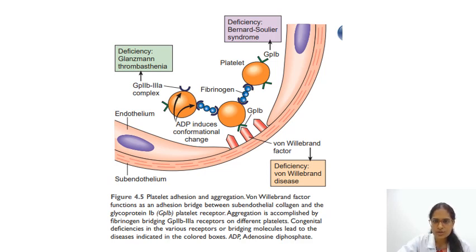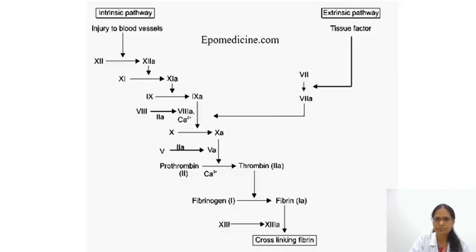Whenever there is deficiency of any of these factors, it will lead to a disease called a bleeding disorder. When the von Willebrand factor is deficient, it will lead to von Willebrand disease. If the GP1B complex is deficient, it leads to Bernard-Soulier syndrome, which is a hereditary cause. And if the GP2B3A complex is deficient, it leads to Glanzmann thrombasthenia. So these are all inherited or hereditary diseases.